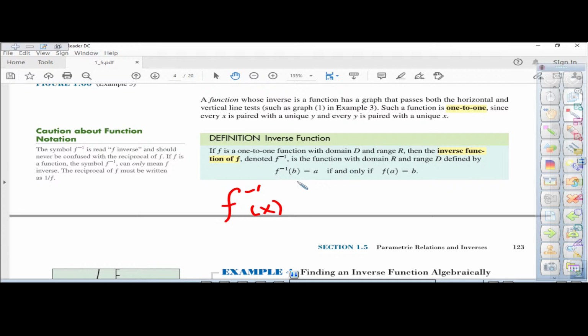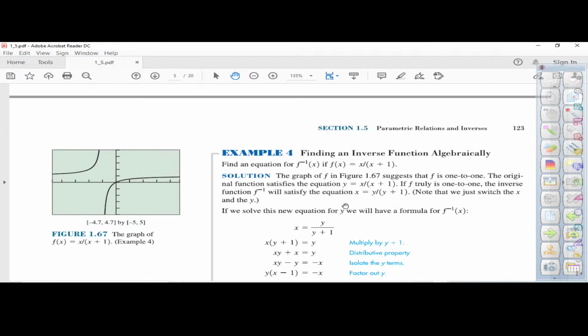Then f inverse of x is also a function with a domain R and range D. Oh, that's not right. With a domain D and range of R defined by... I guess they're trying to tell you AB is BA. So the domain of the original becomes the range, and the range becomes the domain for the inverse function. As I said, I'm going to show you an easier way to find out.